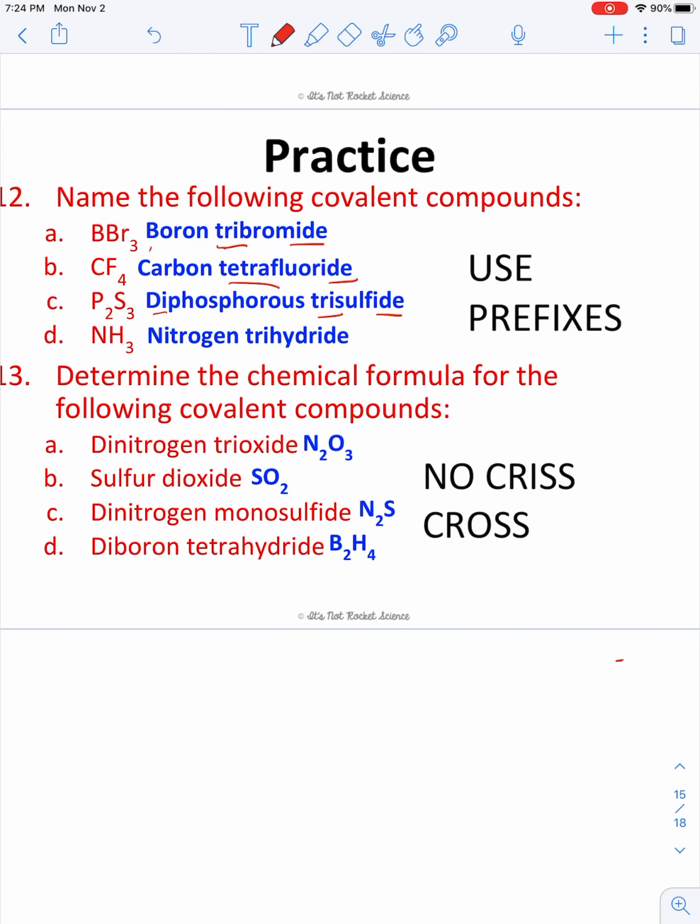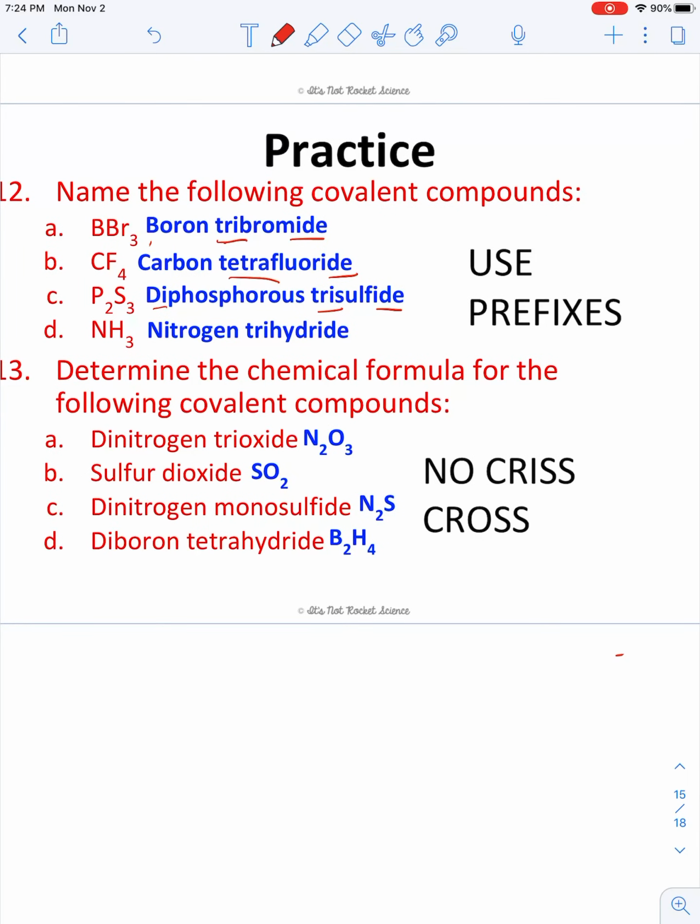And then on the last one, all you've got to do is use the prefixes and don't do any kind of crisscross and reduce. Just assign the prefixes to the particular atom and write it down just like it is written. So dinitrogen trioxide, N2O3, sulfur dioxide is SO2, dinitrogen monosulfide, N2S, and then the last one is B2H4. Think we can handle that? No crisscross. Don't try to look it up on your periodic table. Just use the prefixes that are either on your foldable or on the board in front of the room.